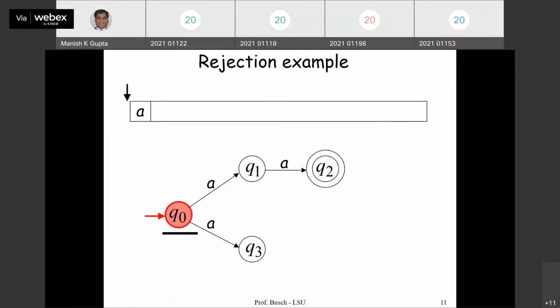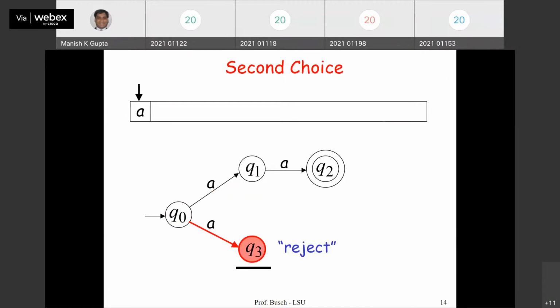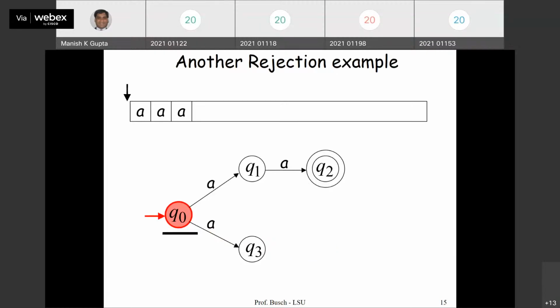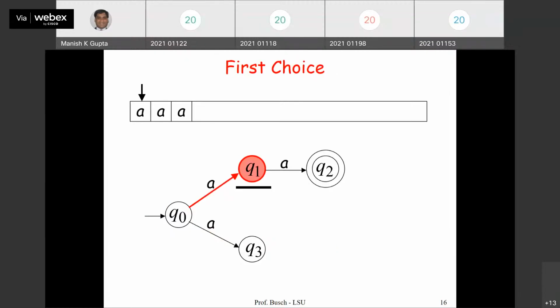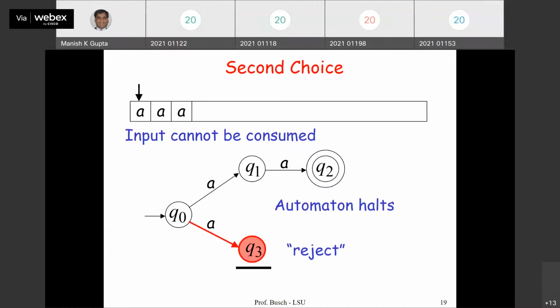Rejection example, single A. It will go to Q1, reject, or if you go the other side, then also reject, right? So input is consumed, you are not in a final state, so you reject the string. Another rejection example, AAA. You read A, reject because input is not finished. Second possibility, A, you reject, input is not finished and you are in the reject state. So AAA is rejected ultimately. Got it?